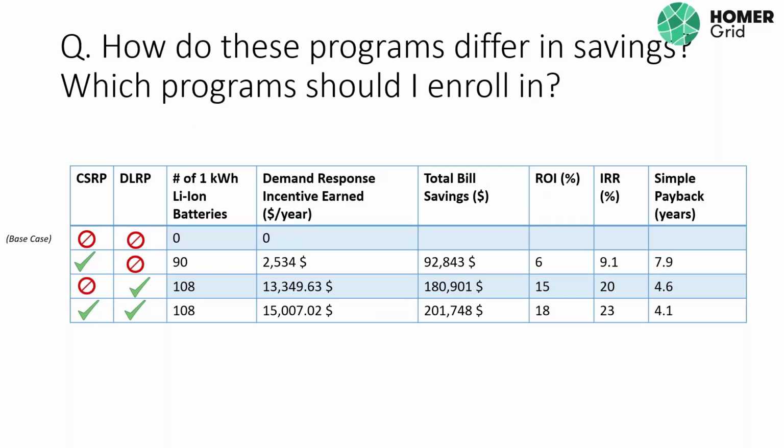So let's summarize what we learned in the most recent model. If we decided not to enroll in both the programs, we do not need to purchase any batteries, but obviously the demand response incentive earned is $0 per year. If we decide to enroll in only one of those programs, we do need to install some batteries, and there is significant savings, higher for the DLRP program. But the highest savings is when we enroll for both these programs for 108 kilowatt hours of lithium ion battery, which has a simple payback of almost 4 years and an IRR of 23%.